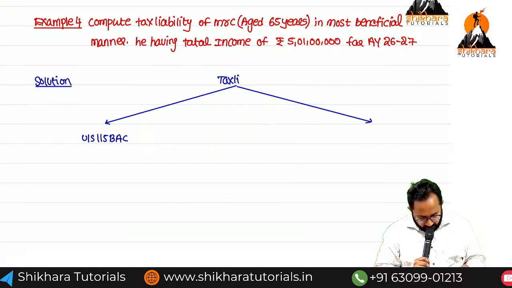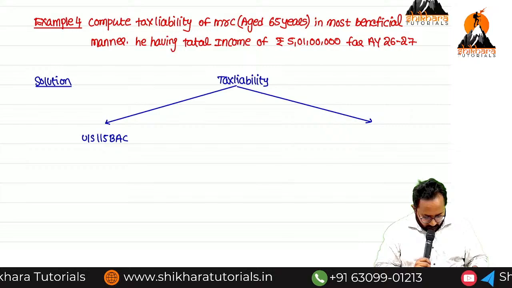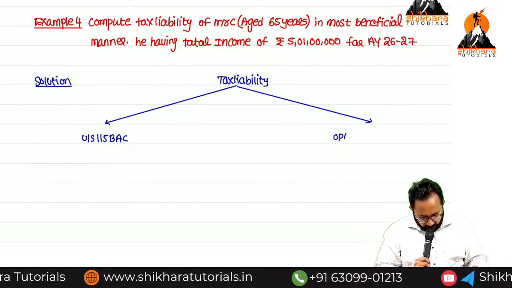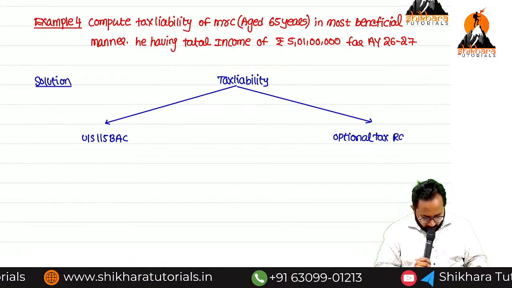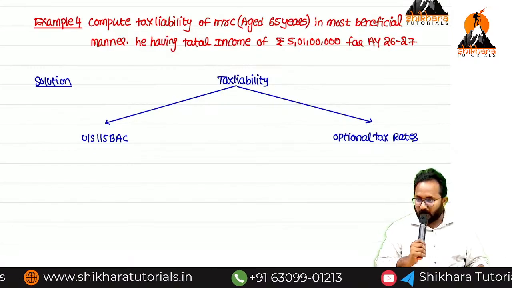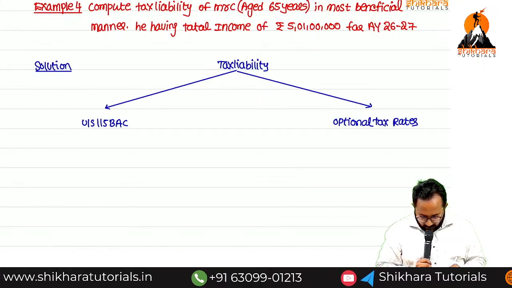First regime is 115 BAC. Why 115 BAC? That is only the default one, akka. Okay. Next one, ma. Optional. Optional means optional or old, as well as what, ma? Normal. Under 115 BAC, please calculate tax liability.